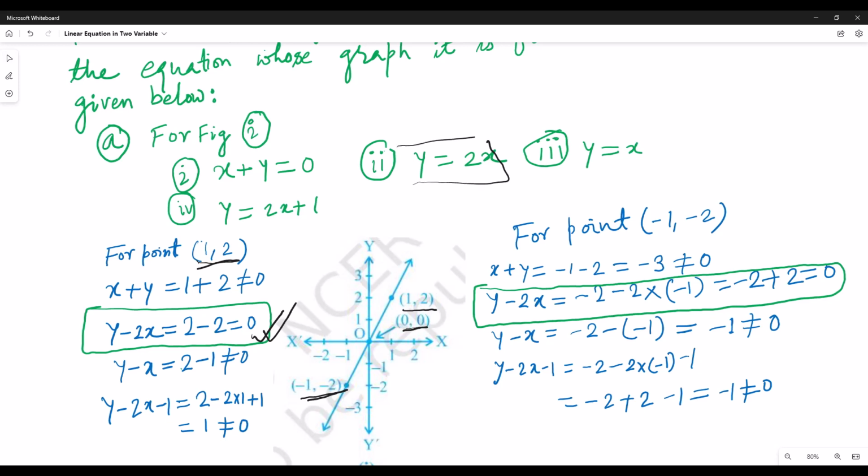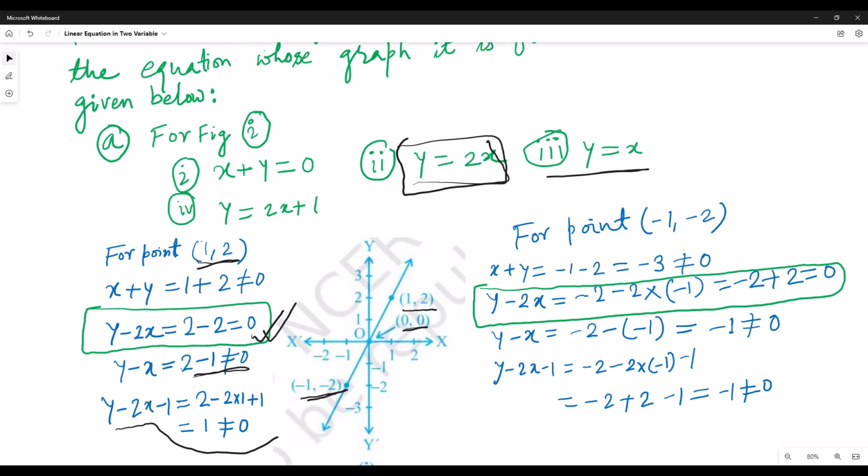So one value is correct, but only one is not enough. You have to see whether the second point also lies on the same line. Okay, so we will see that. First we are doing that for y equals to x. So for y equals to x, y minus x, x is 1 and y is 2, right? So y equals to 2 and 2 minus 1, that is not 0. So this is also not true.